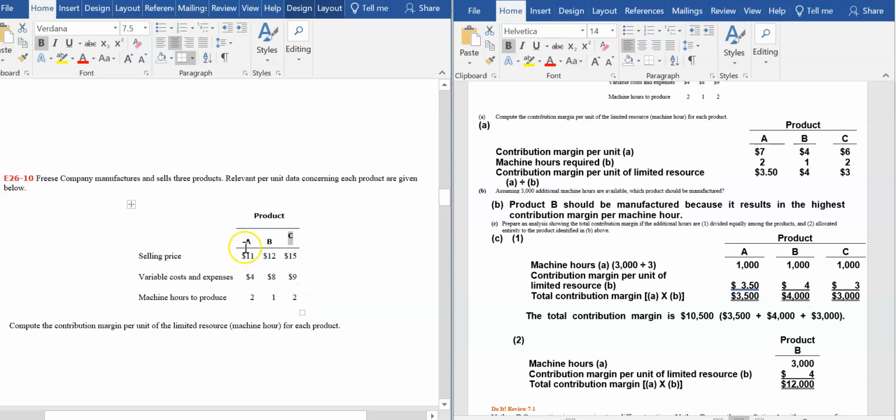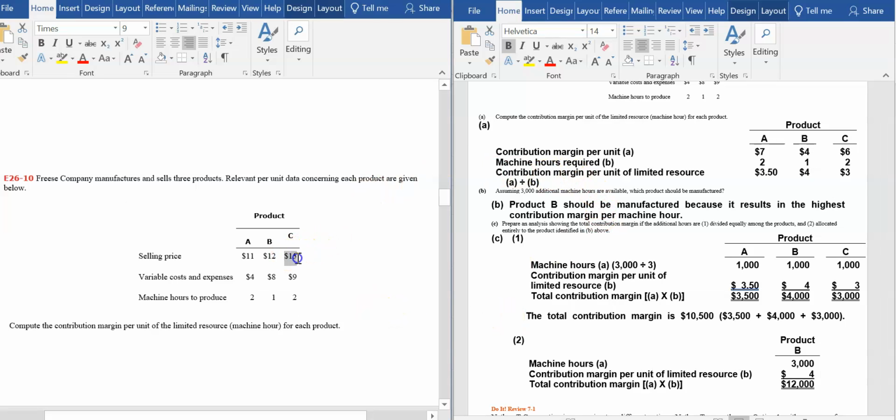For instance, product A, selling price of $11, variable cost of $4, it has a contribution margin of $7 per unit. It requires 2 machine hours to produce. $7 contribution margin divided by 2 hours gives us a $3.50 contribution margin per unit of the limited resource. Product B has a contribution margin of $4 divided by 1 machine hour, contribution margin of $4 per unit.